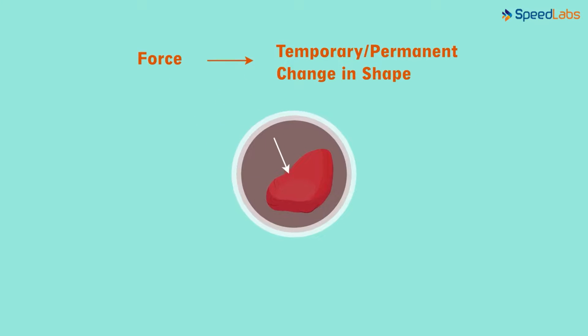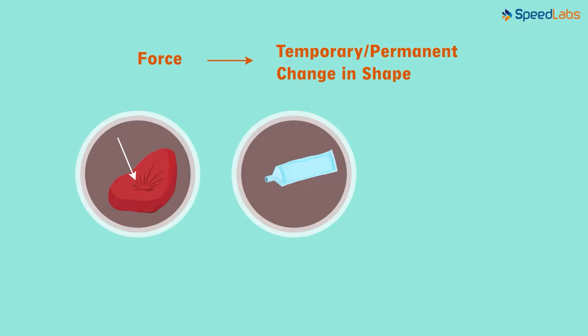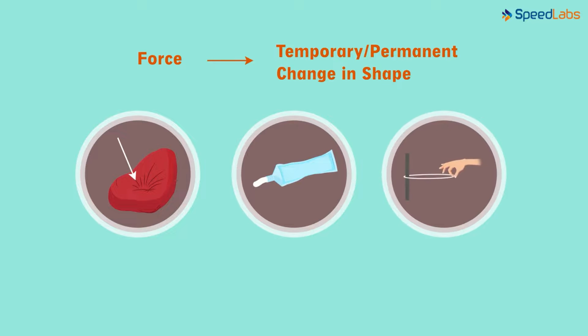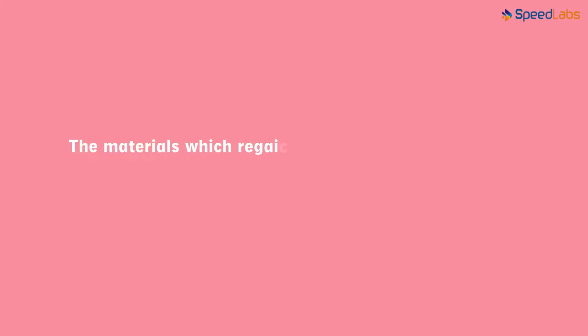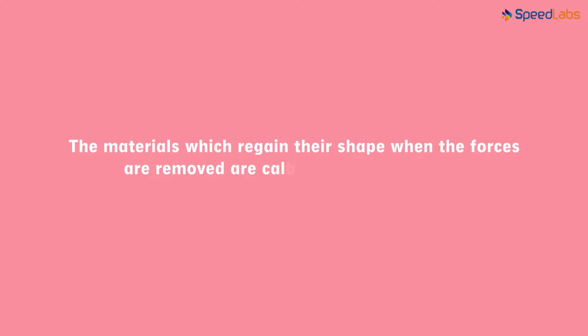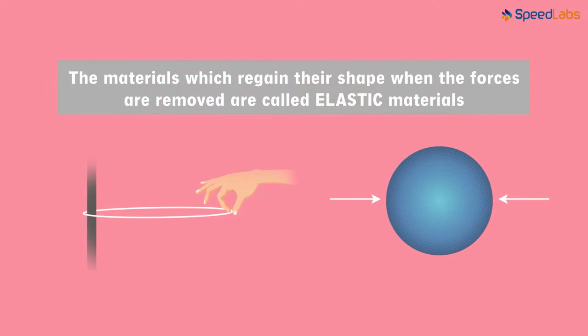When we sit on a beanbag, it changes its shape. We change the shape of the tube of toothpaste when we press it in order to get the paste out. When you stretch the rubber band with your fingers, you change its shape temporarily. It regains its shape as soon as you release it. Do these objects, which regain their original shape, have a special name? Yes. The materials which regain their shape when the forces are removed are called elastic materials. Here, the rubber band and the sponge ball are examples of elastic materials.